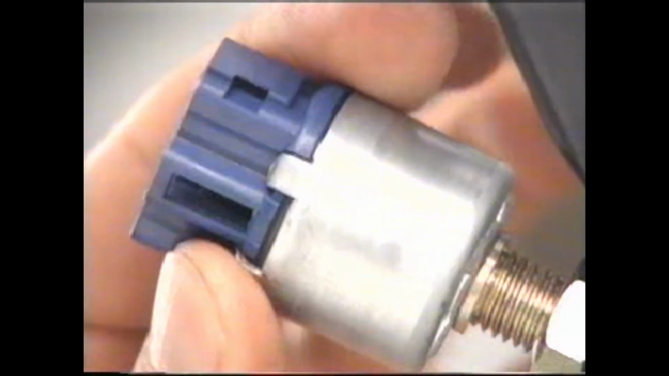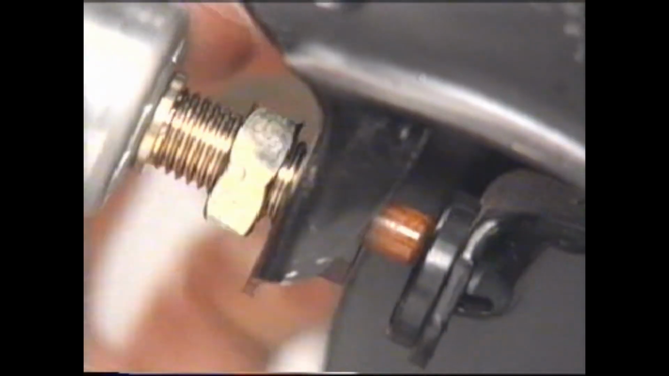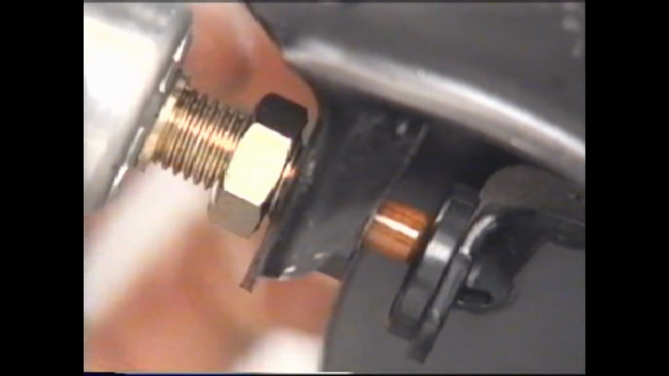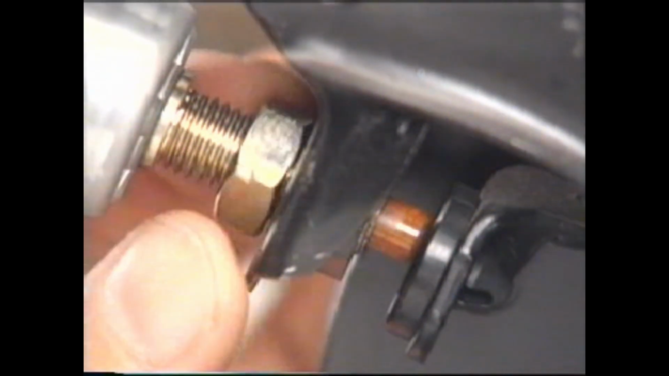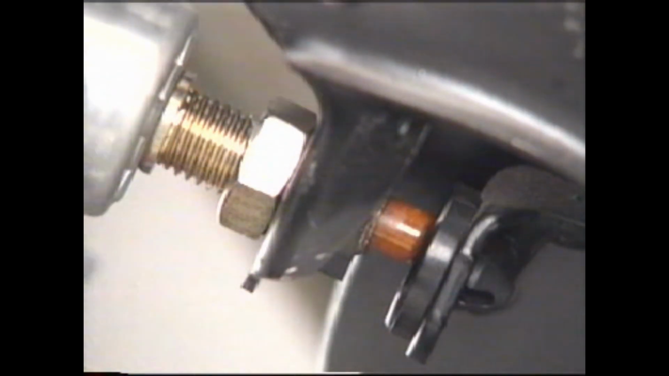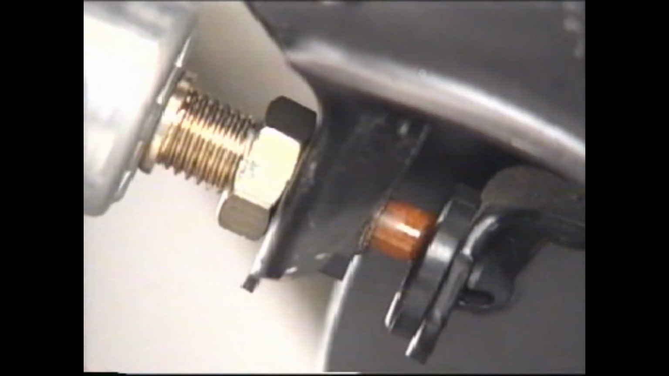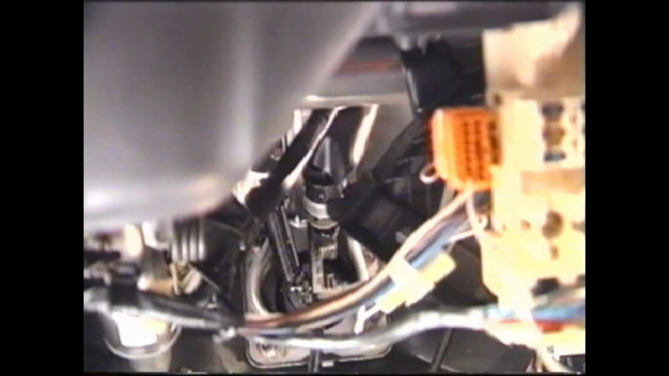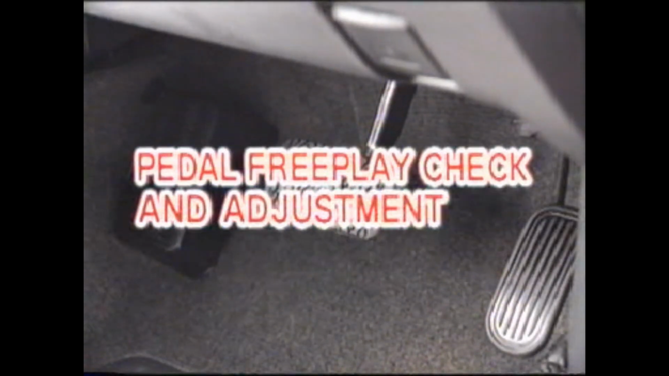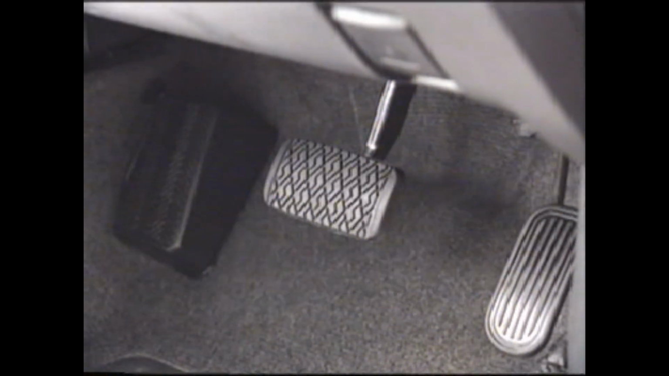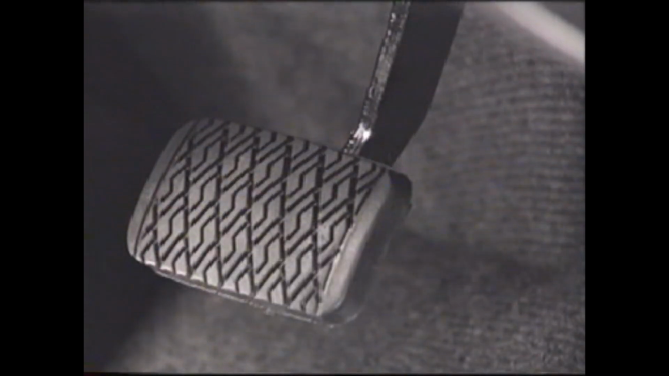Tighten the stoplight switch until the pedal stopper makes contact with the cushion. Then tighten the lock nut. Connect the wire connector to the stoplight switch. Next, check the pedal free play amount.